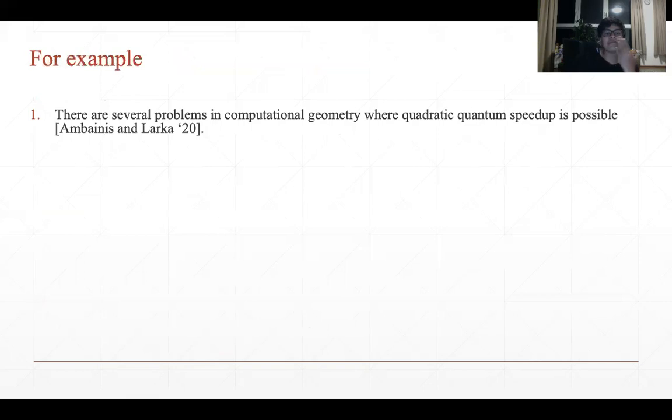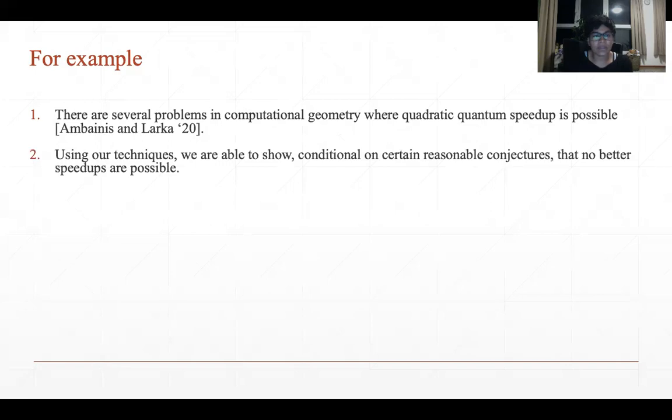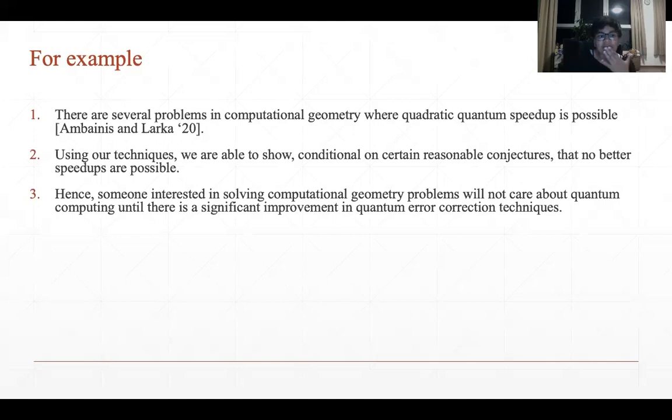For example, there are several computational geometry problems for which Ambainis and Larka in 2020 gave almost linear algorithms, showing that a quadratic speedup for these problems was possible if you use quantum computers as opposed to classical ones. And using our techniques, we are able to show that, conditional on some reasonable conjectures, the algorithms that Ambainis and Larka gave for these problems are actually optimal. And again, invoking this recent result by Babbush et al., we can then see that for problems such as these computational geometry problems, quantum computing is not going to help much, at least in the near term future, unless there is some significant improvement in the error correcting techniques.